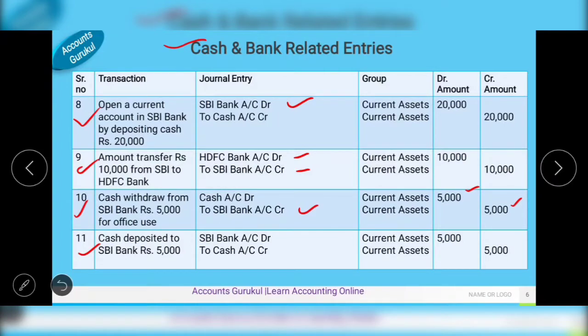So SBI bank में 5,000 अपन ने cash deposit किया हुआ है. Then again, SBI bank account debit to cash account credit. We debit the receiver and credit what goes out from the nominal account. So considering that, it's SBI account debit to cash account credit.